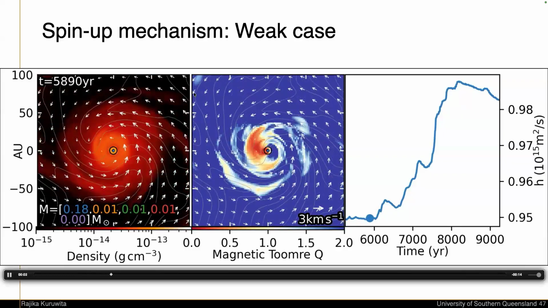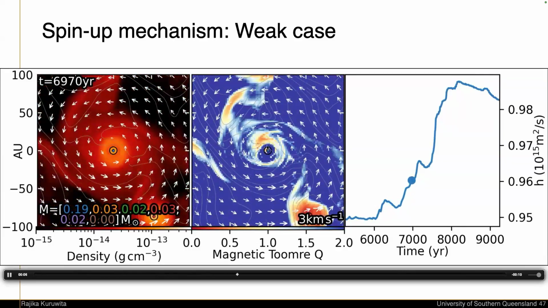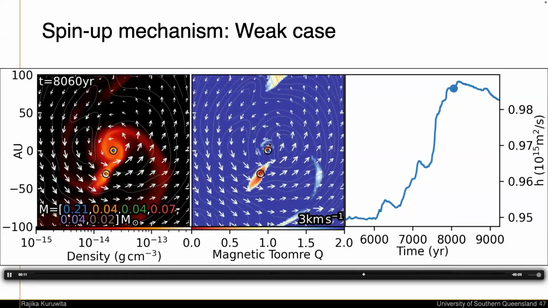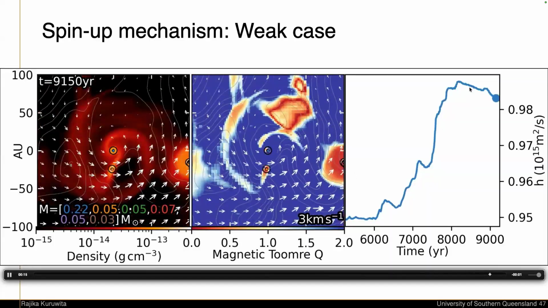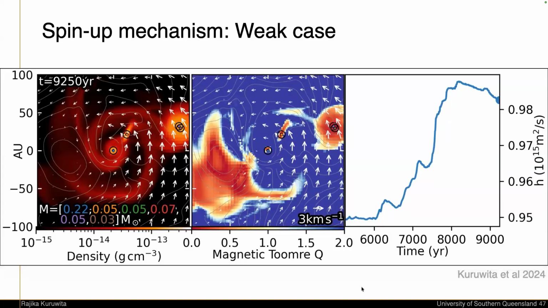What you'll see is that one of these companions will fly by. That makes the disk quite unstable and dumps mass onto the primary star, and that was what triggered the spin-up. Then eventually this companion that flew by is bound in a tighter orbit. So that was pretty curious.